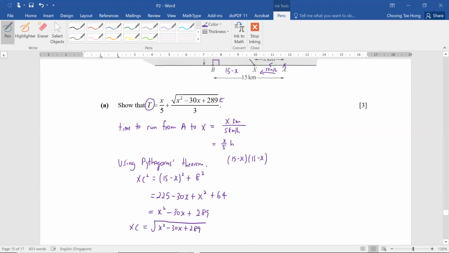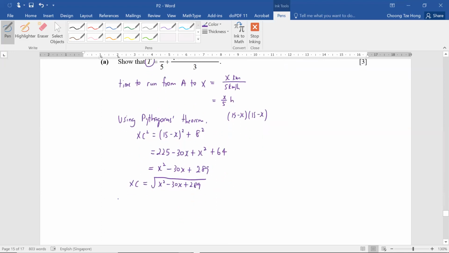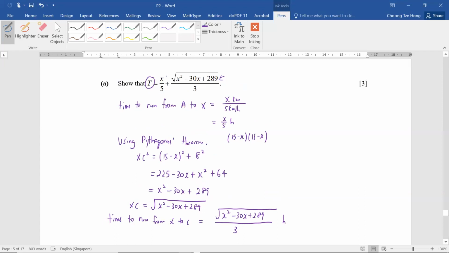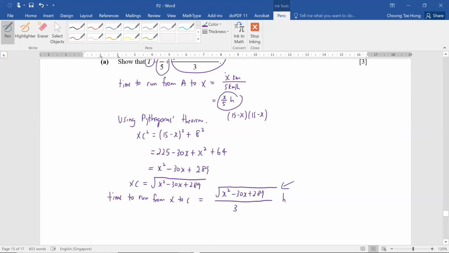Okay, so this will be xt. To calculate the time to run from x to c, it will just be the distance divided by the speed, which is 3. So actually we have already gotten the answer. See, this x minus 5 comes from the first part, and then this one is the second part of what they want us to show.